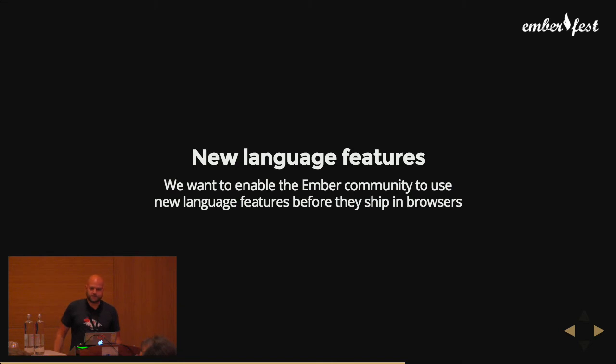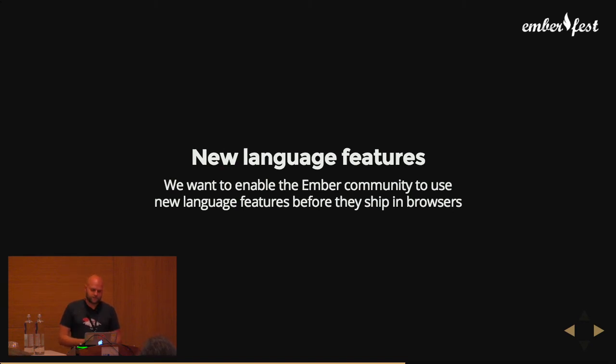Another big and important thing is that it enables us to bring new JavaScript language features to the Ember community as well. If you're familiar with Ember CLI already, or even Ember App Kit before it, you've seen that we adopted ES6 module syntax pretty early, right? For those of you who don't know, ES6 modules are basically a new standard way of having modular code inside of the JavaScript language. It adds new syntax for importing and exporting things from JavaScript files. Prior to that, existing solutions that you're probably familiar with are CommonJS or AMD, right?